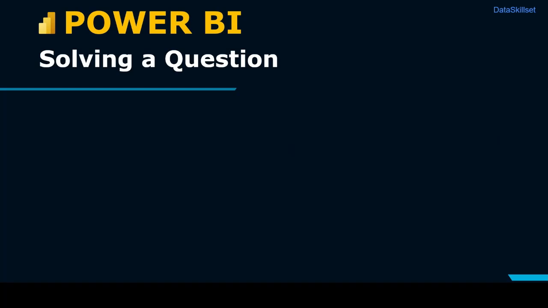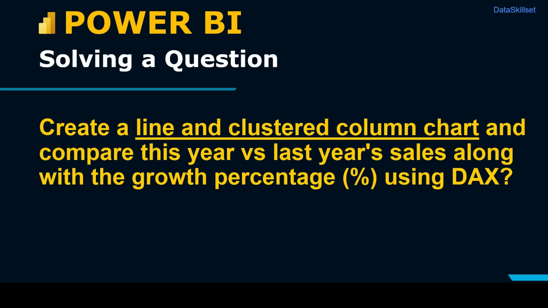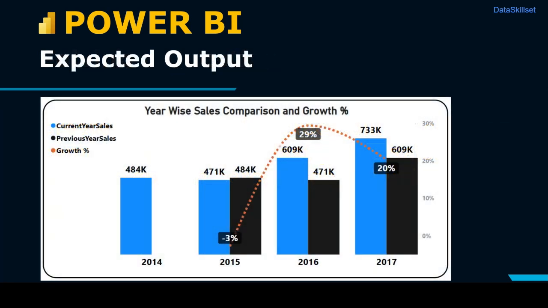Hello friends, today we are trying to solve a Power BI question, which is: create a line and clustered column chart and compare this year versus last year sales along with the growth percentage using DAX. The output expected from this question is this graph, and to solve these questions we will be using the Superstore dataset.